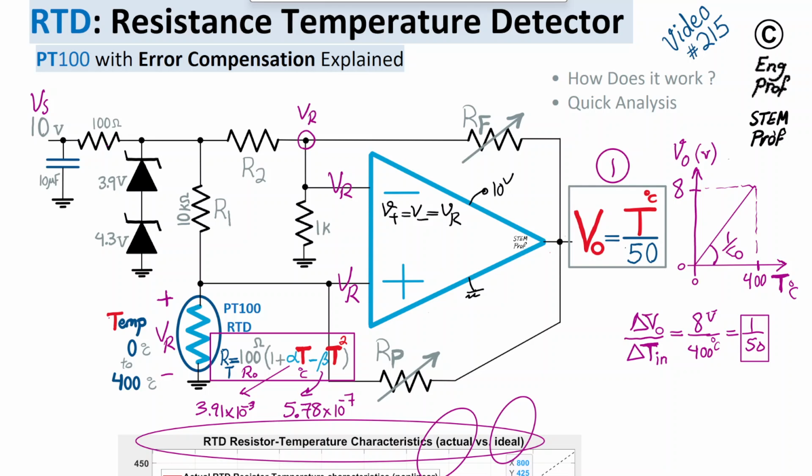Okay, so that is what is referred to as virtual short. The virtual short for the op-amp is valid because the op-amp is dominated and controlled by negative feedback.